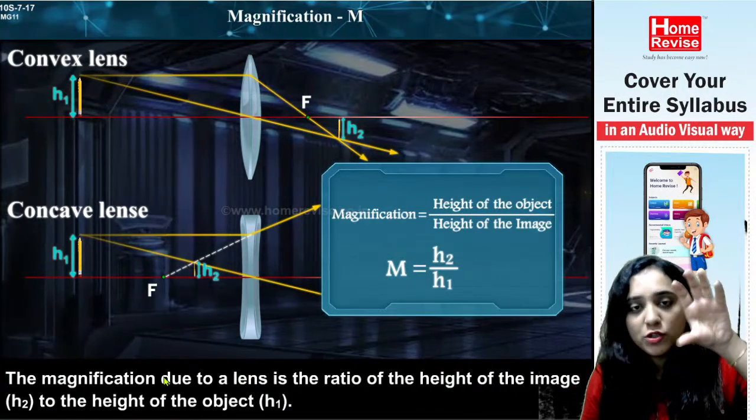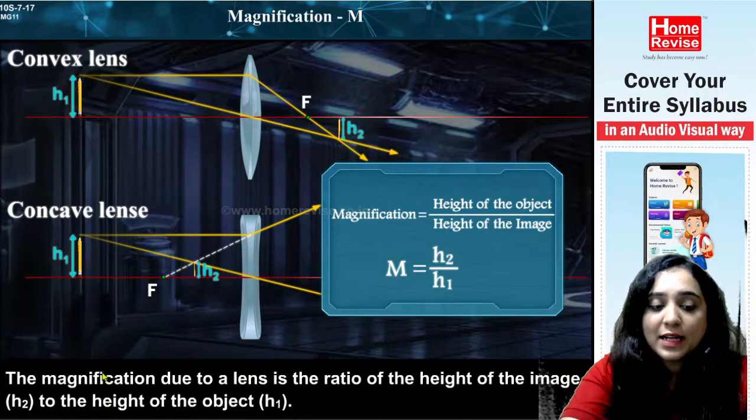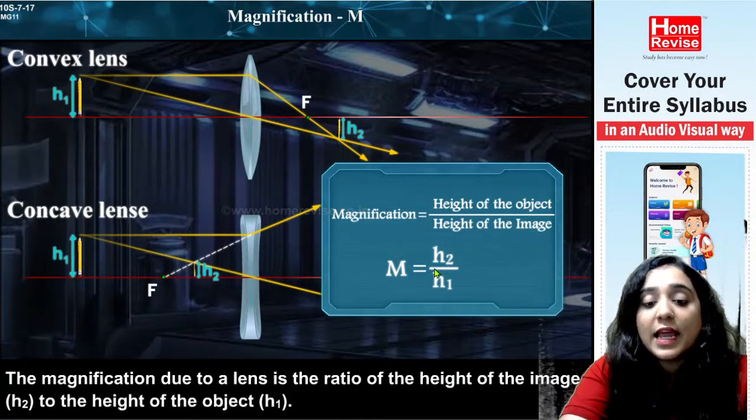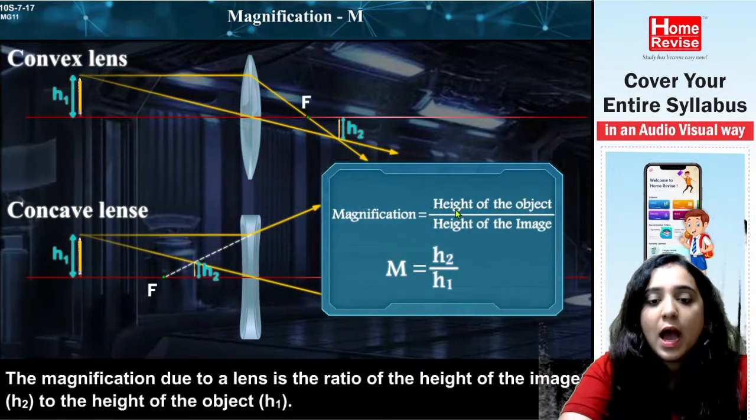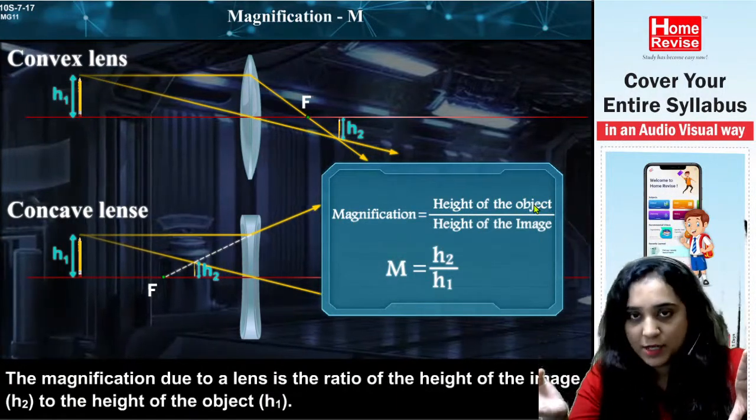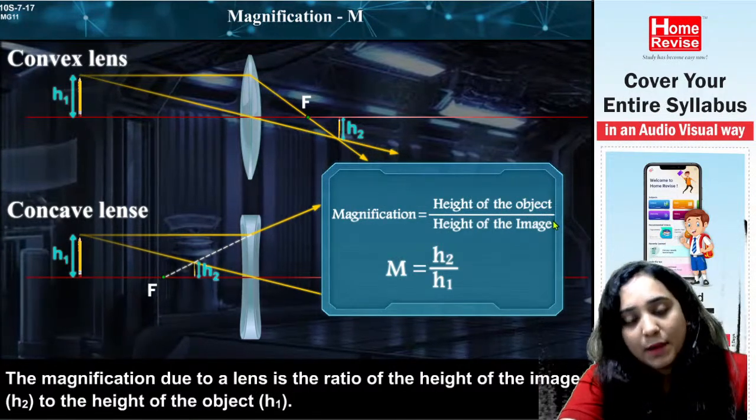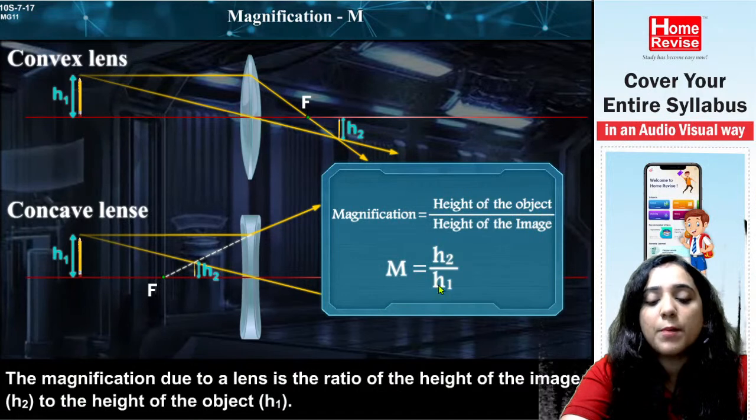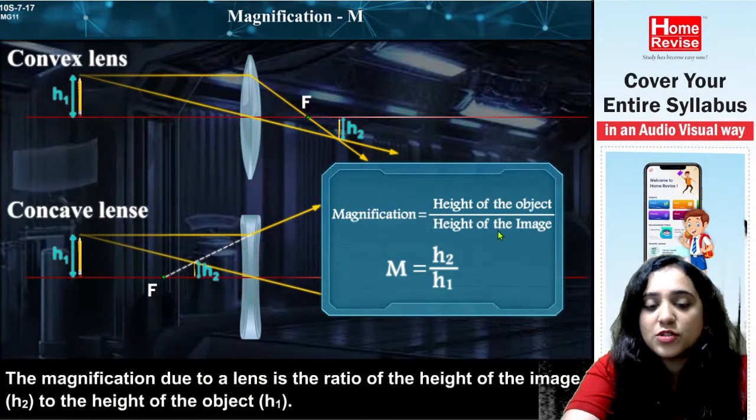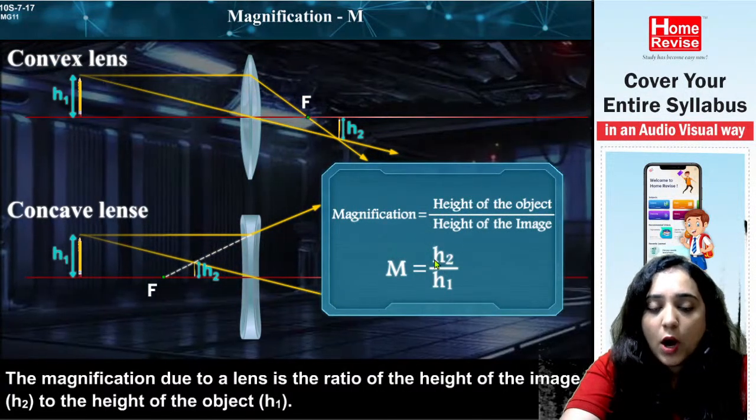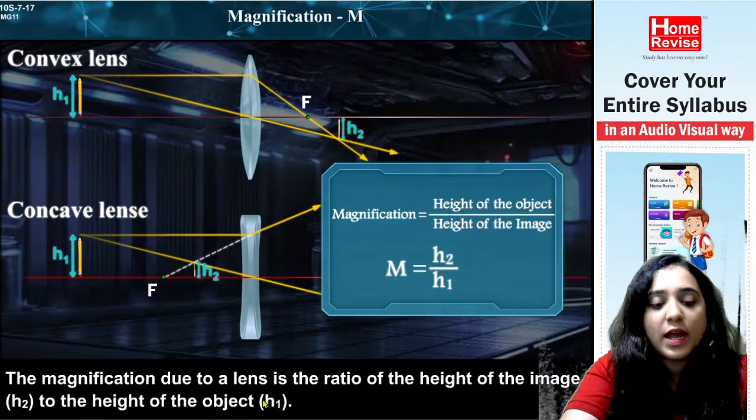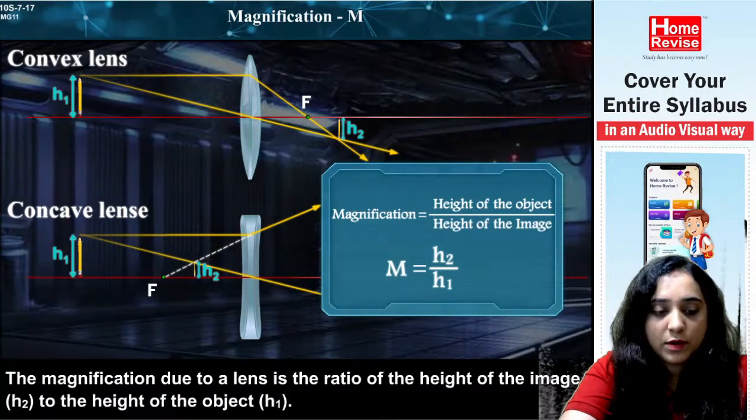Ratio means there will be something in the numerator and something in the denominator. So see here, the magnification due to the lens, whether concave or convex, is the ratio of the height of the image h2 to the height of the object h1. The object is placed first, and only if there is an object will you get an image. Can you see the ratio? Clear to everyone? Okay, now let's move on to the next one.